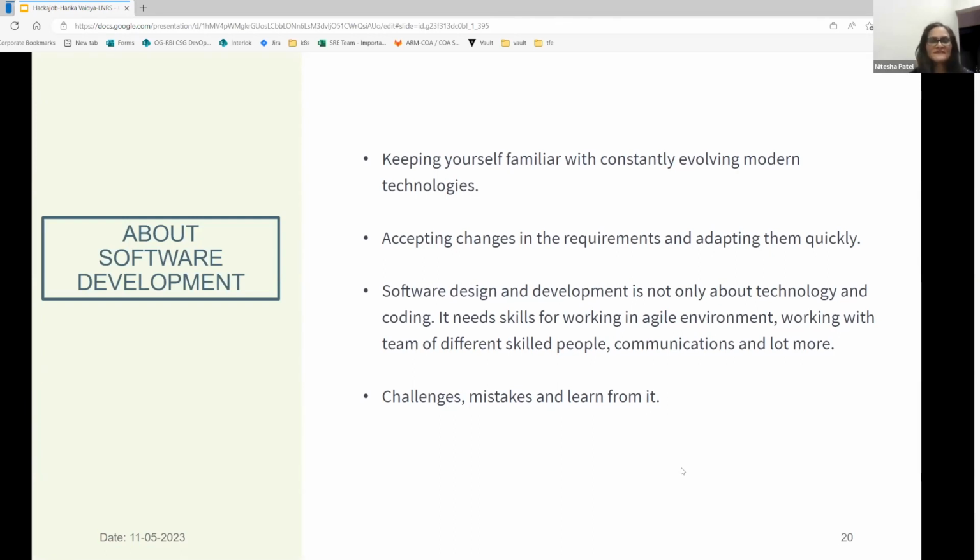Also, it's not always exciting, like any other job. You will have lots of challenges during your career. You will make mistakes and you will learn from them, and then you grow stronger from that. So that's a brief review of software development as a software developer.